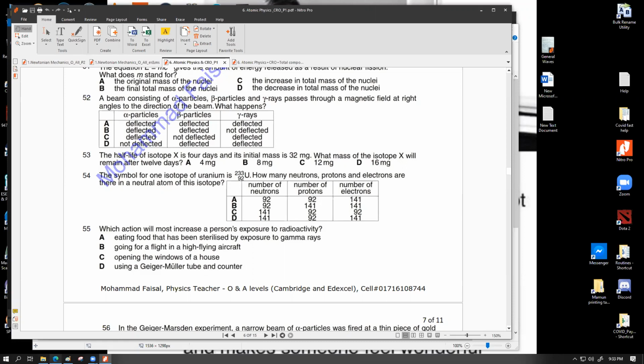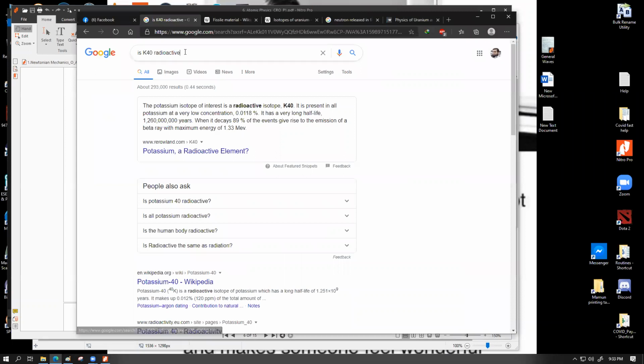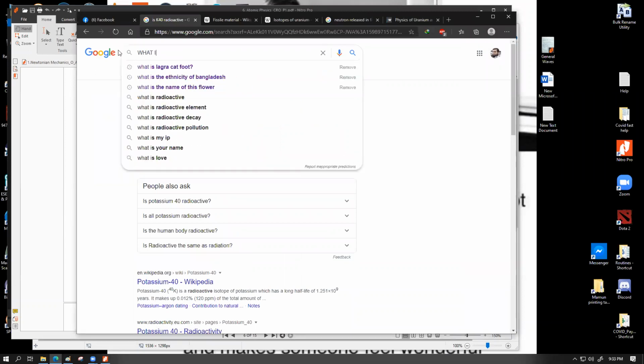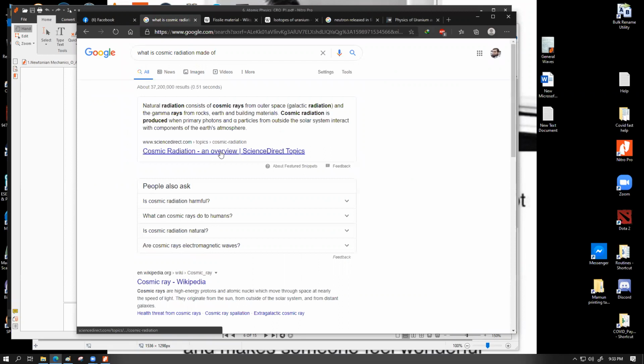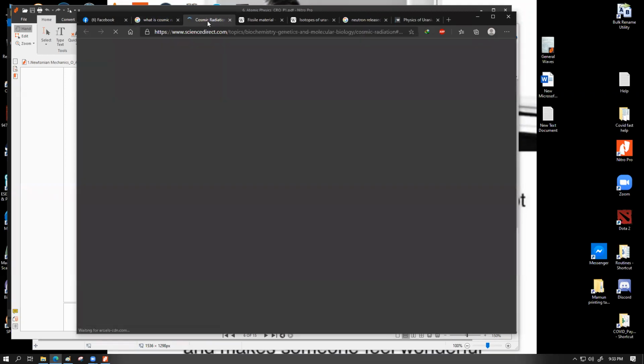I'm not essentially sure what cosmic radiation is made up of. Sir, helium, alpha, gamma, beta, apart from these I don't see anything else.